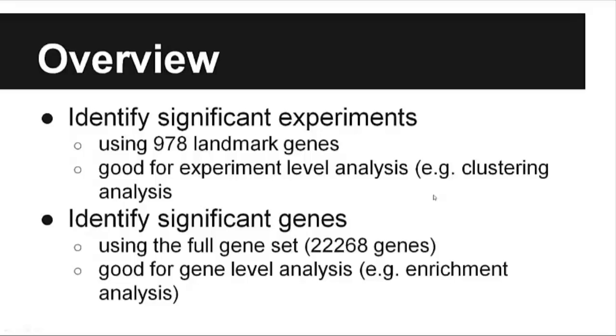So here's an overview of the methods. The methods have two parts. The first part is to identify significant experiments, which are experiments that are significantly different from controls. And the second is to identify significant genes, that is, differentially expressed genes. For the first part, I use only the 978 landmark genes. And for the second part, I use the full gene set, which is 20,000 genes.